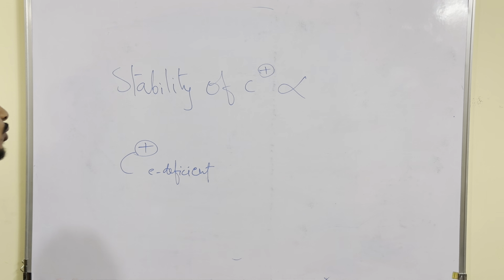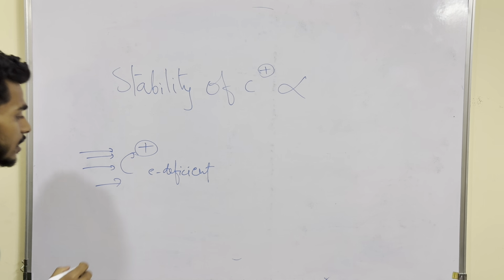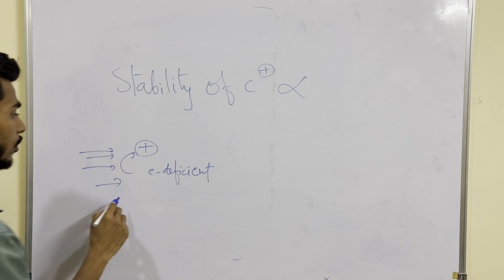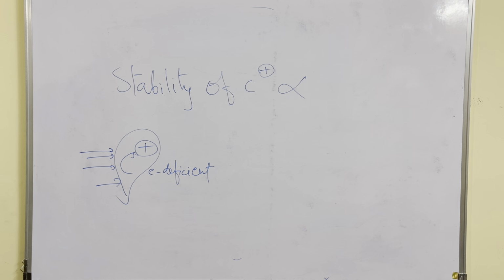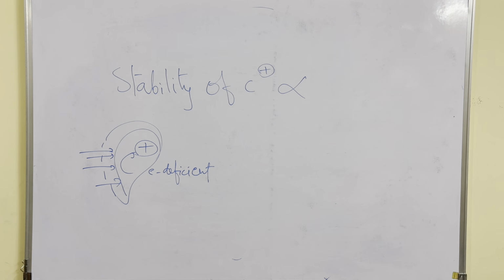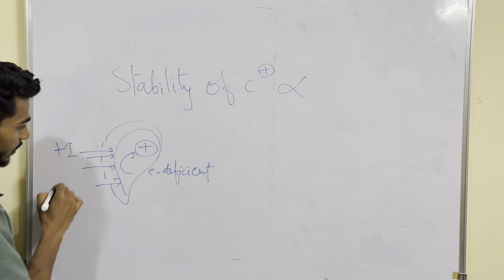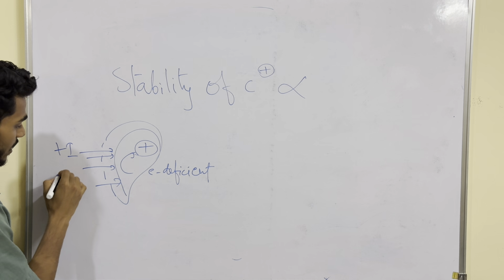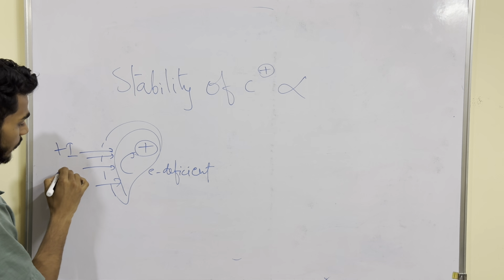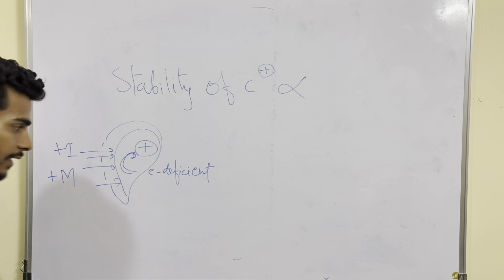That means it needs more electron or less electron? It needs more electron. Yes or no? Because already it is electron deficient. It is poor, so it needs more money. In the same way, it is electron deficient, so it needs more electron. In that case, which effect should be there? Plus I effect. And in the case of mesomeric effect, which mesomeric effect should be there? Again, plus M effect. In both cases, stability of carbocation will increase.